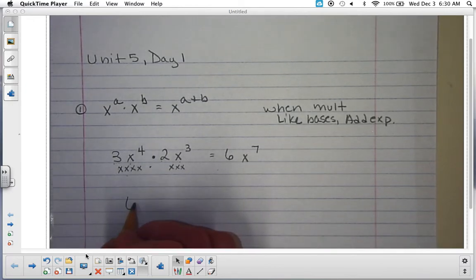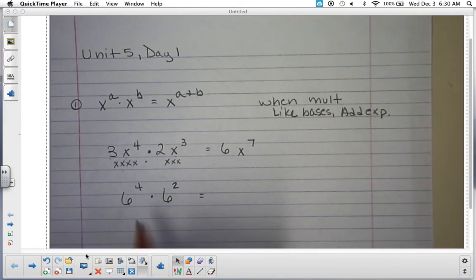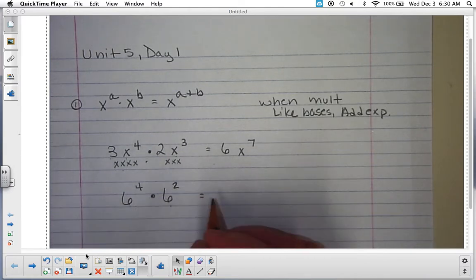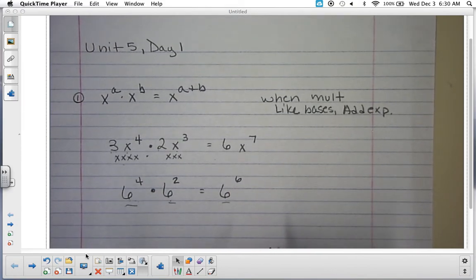Suppose you have something like 6 to the 4th times 6 squared. Now the base is 6. That's not a coefficient now, that's the base. So my answer here would be 6 to the 6. That 6 is the base and just moves along just like it was an x.